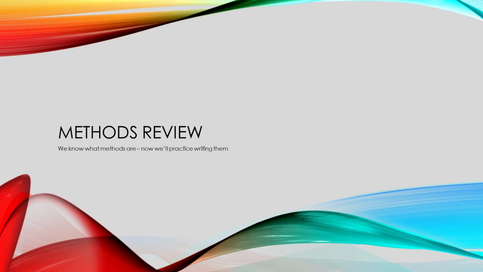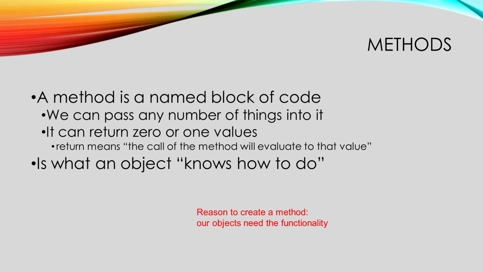In this stage, we're going to practice writing methods, and we're going to learn the basics of how we measure how fast a method will run. Just as a reminder, a method is a named block of code. It can have parameters that let us pass information into it, and it can return 0 or 1 things. Return means that the call of the method will evaluate to that value.